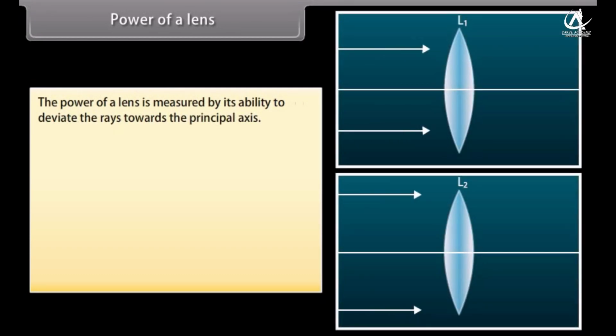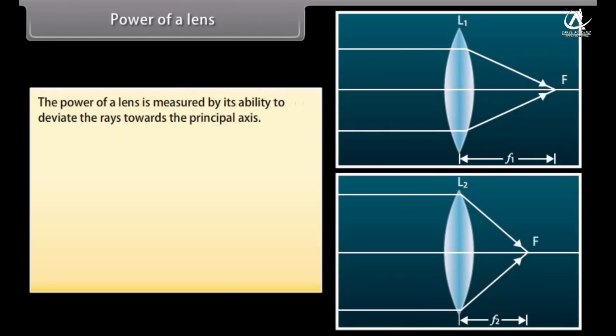Power of a lens. The power of a lens is measured by its ability to deviate the rays towards the principal axis. The lens L2 has focal length less than L1. Therefore, lens L2 bends the rays more than L1. Hence, the power of the lens L2 is greater than that of L1.